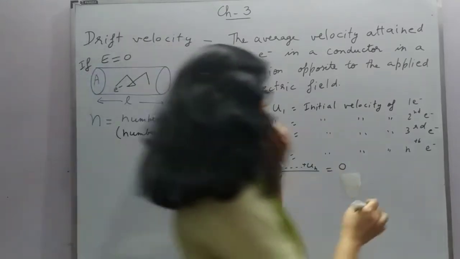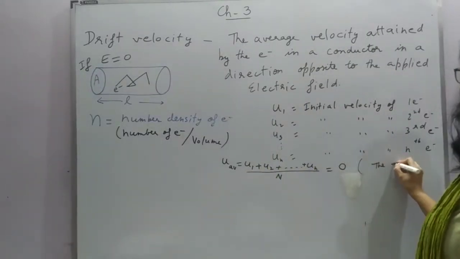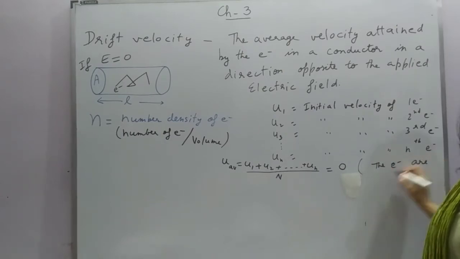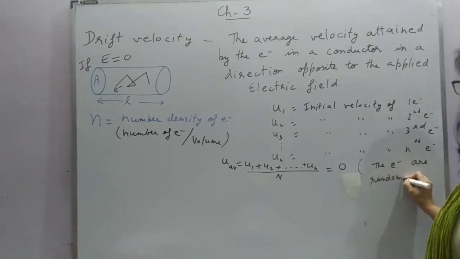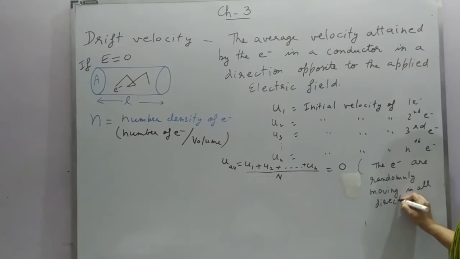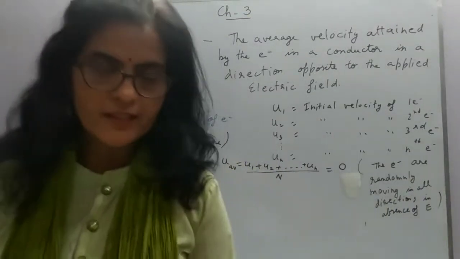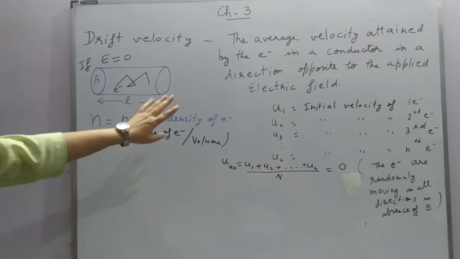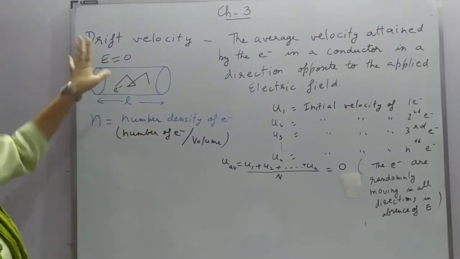Why will it be 0? Because the electrons are randomly moving in all directions in absence of electric field. Right? So the net average initial velocity is 0 in the absence of electric field.